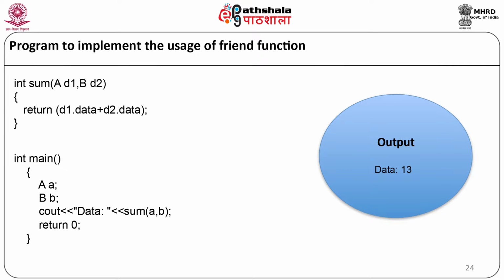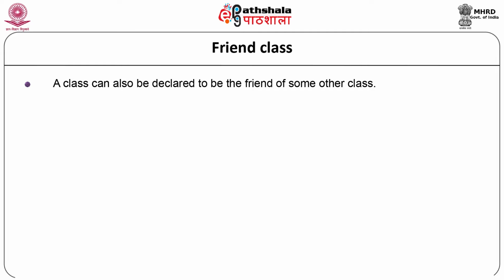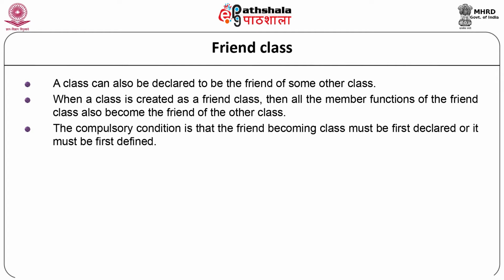Here, if one friend function is a friend of more than one class, forward declaration is essential. On the same line, the way we have a friend function, we have the concept of a friend class. A class can also be declared to be the friend of some other class. When a class is created as a friend class, then all the member functions of the friend class also become friends of the other class. The compulsory condition is that the class becoming a friend must be first declared or first defined.